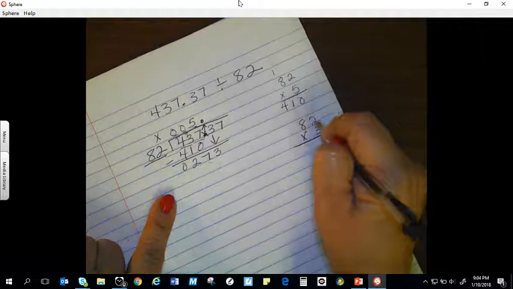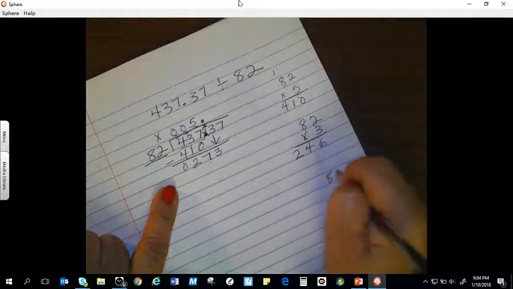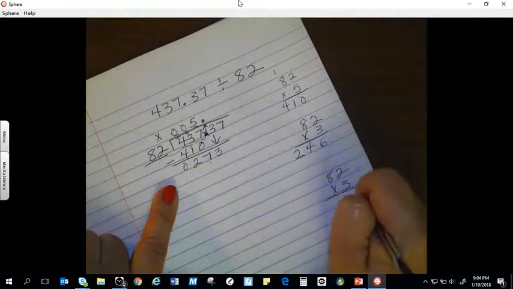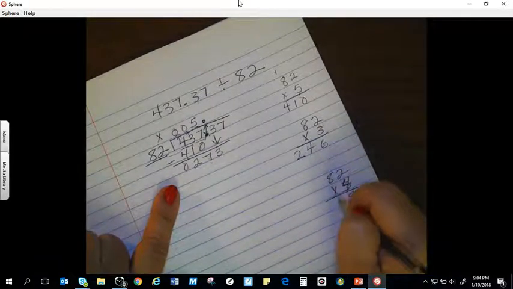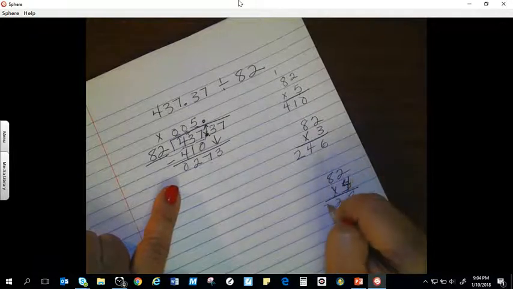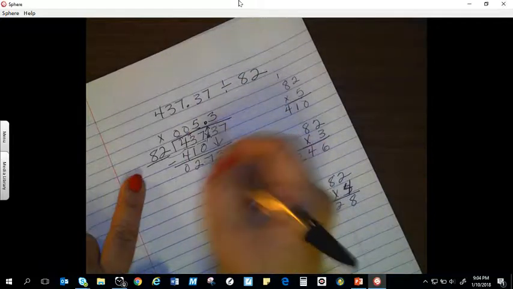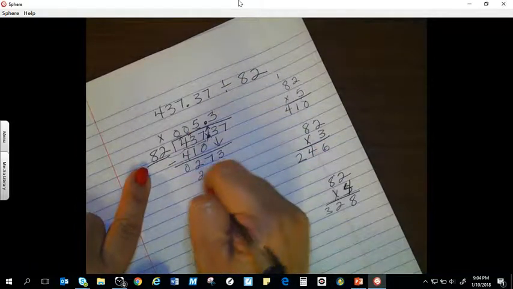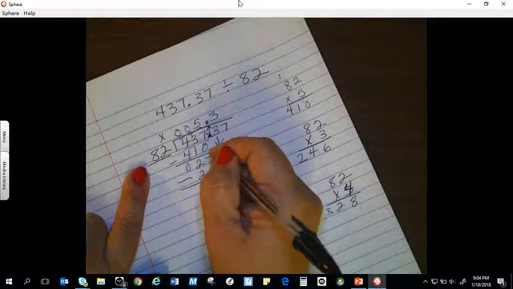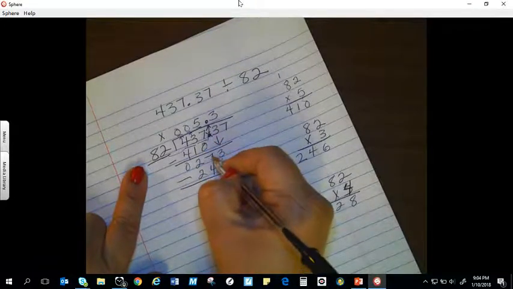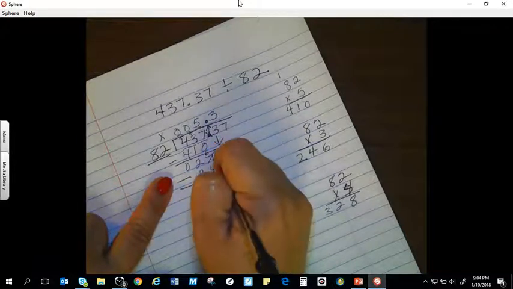3 times 2 is 6. 3 times 8 is 24. That's 246. Well, let me just double check if I wanted to multiply that by 4. 4 times 2 is 8. 8 times 4 is 32. That's way too big, so I'm on the right track. So now I'm going to put my 3 up here. 3 times 82 is 246. Again, I'm going to subtract that out. I need to regroup, so I need to go next door. My 7 becomes a 6. Bring that 10 over to my 1.